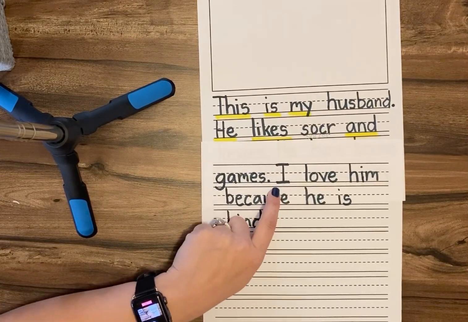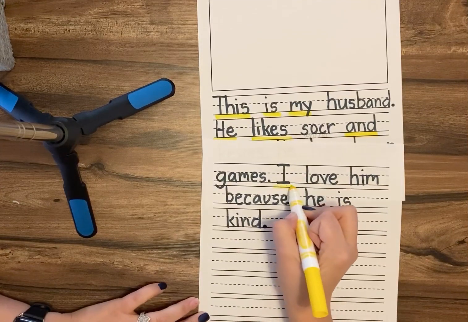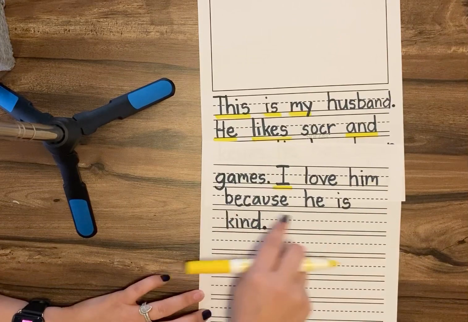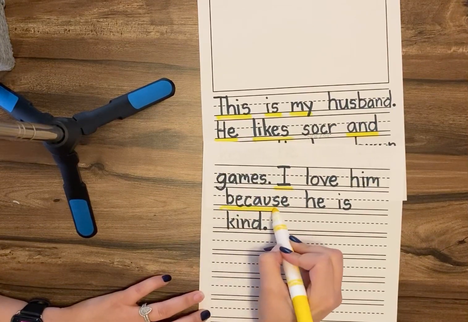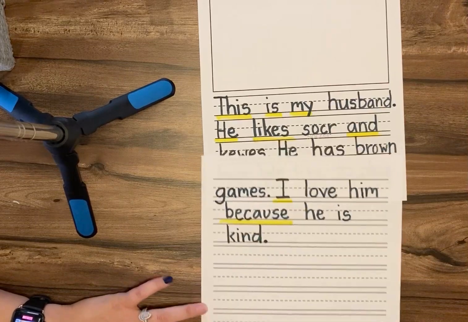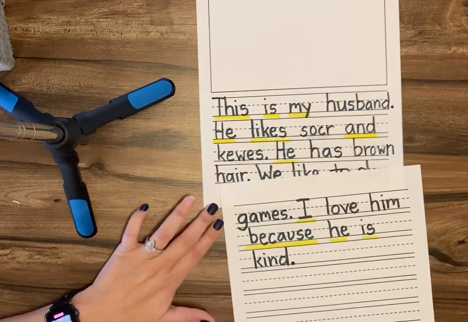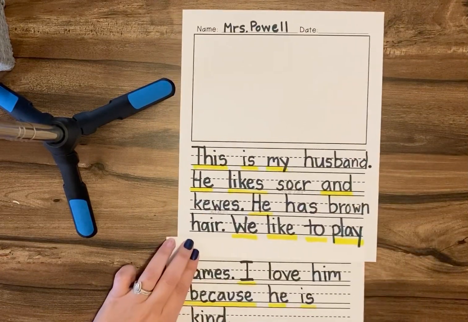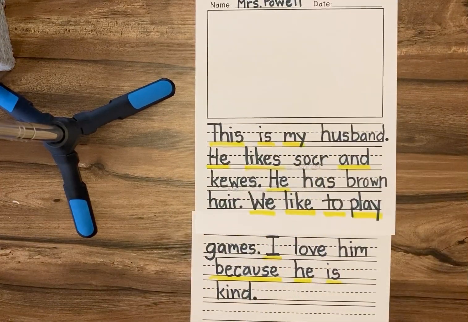Is I a sight word? That's the very first sight word that we learned. Do you remember that? Capital I, you all know I. Love him is because, yes, that's the big long one. B-E-C-A-U-S-E. He, we already have he, and is. Kind is not a sight word. Wow, after I highlighted all those sight words, I'm feeling better about reading it because I know that I know these words. All right, you ready?